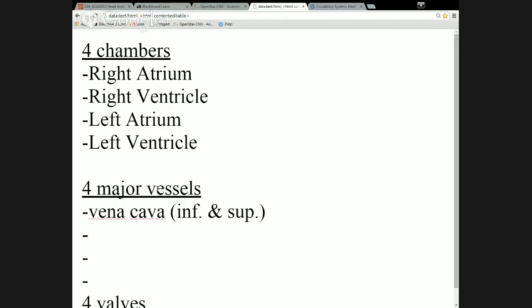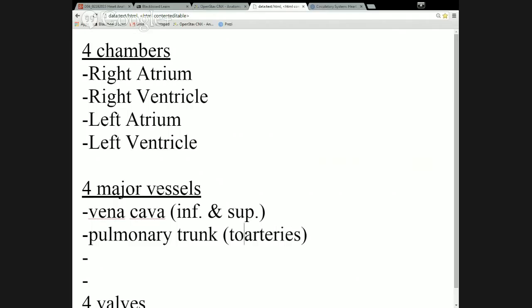Then the blood goes from the right atrium to the right ventricle, and it's pumped from the right ventricle to the lungs through the pulmonary trunk, which is the trunk of the pulmonary artery, or arteries. A single vessel emerges from the right side, and then it branches into the left and right pulmonary arteries.